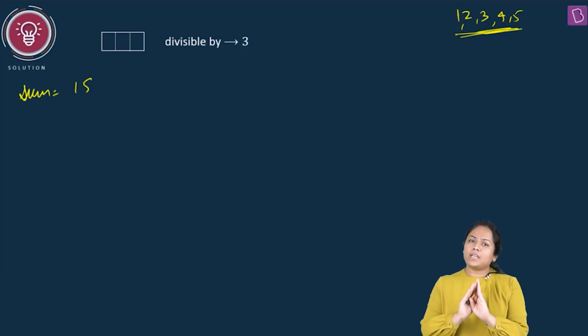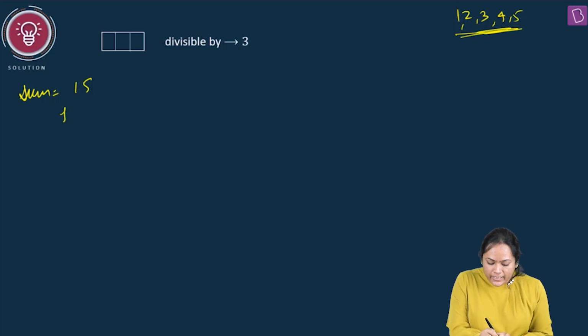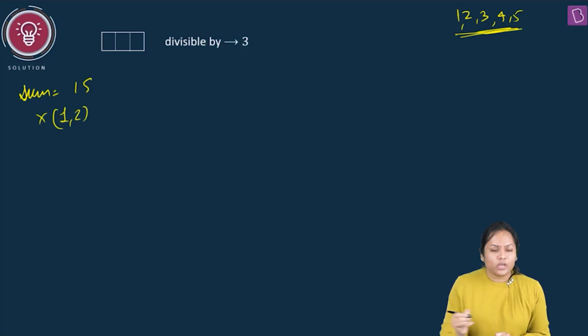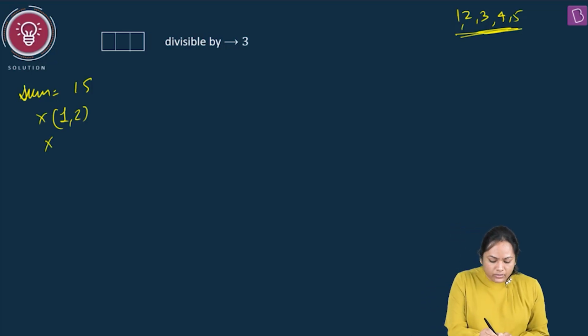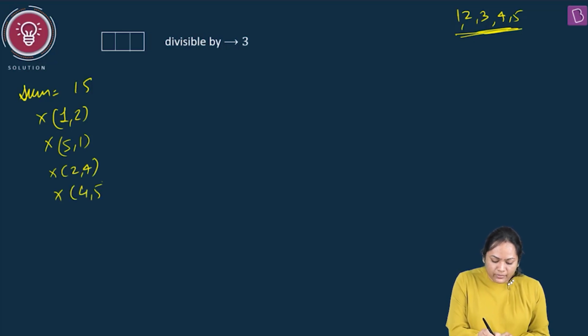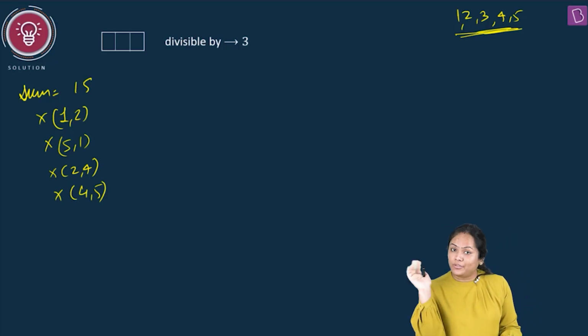So here you can clearly write down what cases we will have. I can exclude 1 and 2 because their sum is 3, divisible by 3. Then I can exclude 5 and 1. I can exclude 2 and 4. I can exclude 4 and 5. So there will be 4 cases where the sum will be divisible by 3.